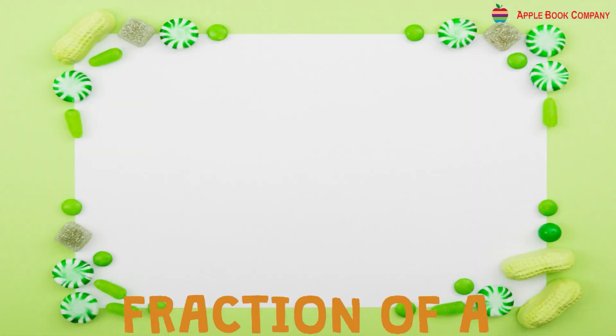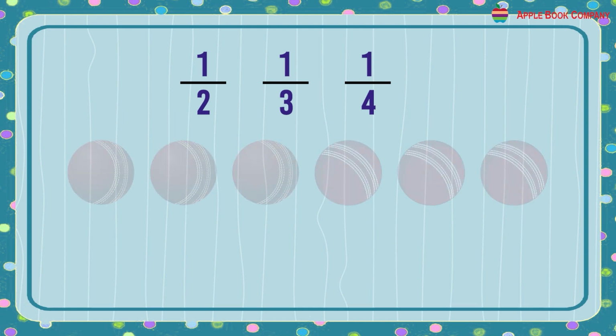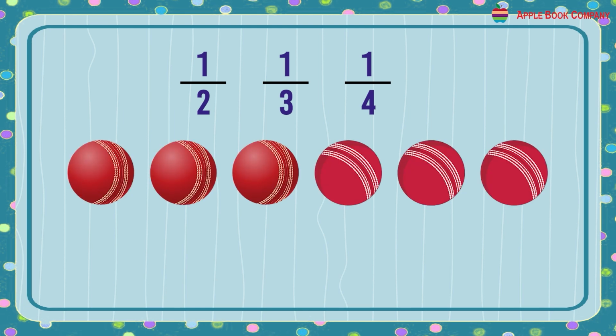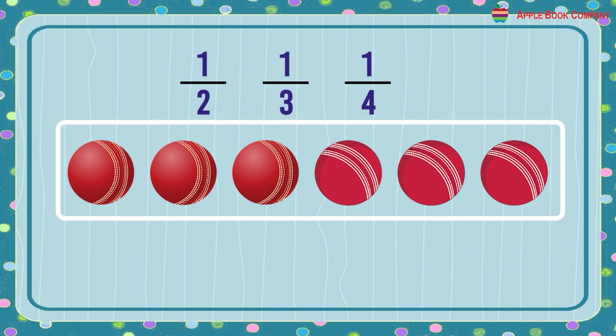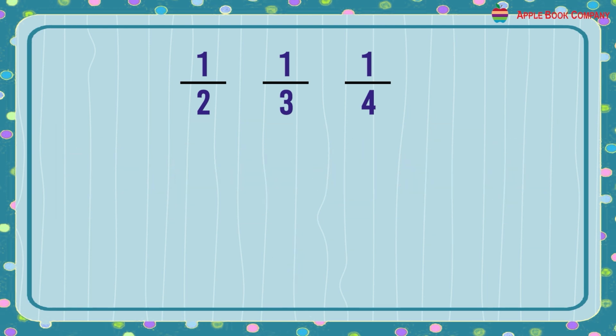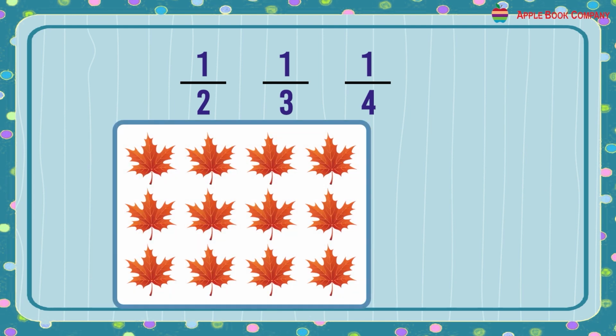Let's understand fraction of a collection. If we divide a collection of things into 2 or more equal groups, we call each group 1/2, 1/3, 1/4, and so on. For example, 1/2 of a collection of 6 balls is shown here. 3 balls out of 6 balls is 1/2 of the collection. In the next picture, you have 12 leaves. The leaves are arranged in 3 rows. So if you want to consider 1/3 of the 12 leaves, how many leaves are there in one set? 4. So 1/3 of the collection is equal to 4.